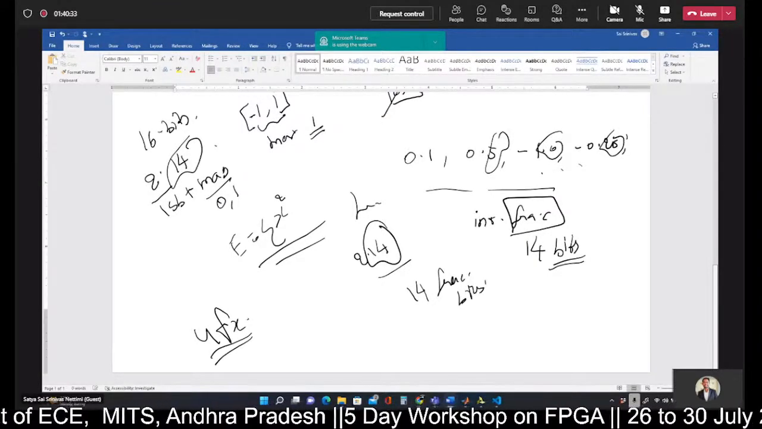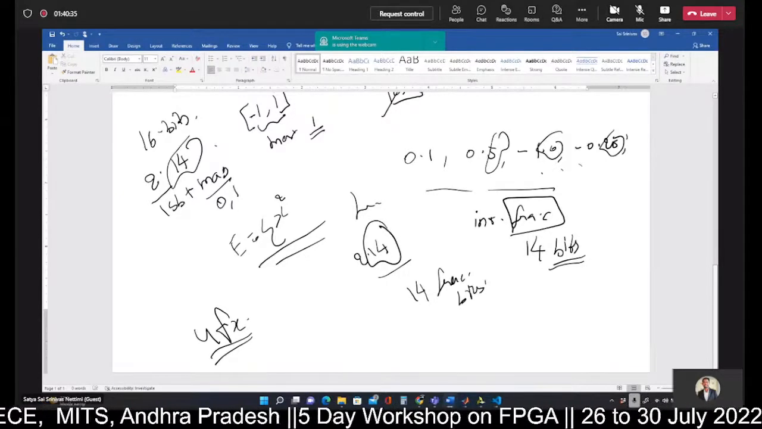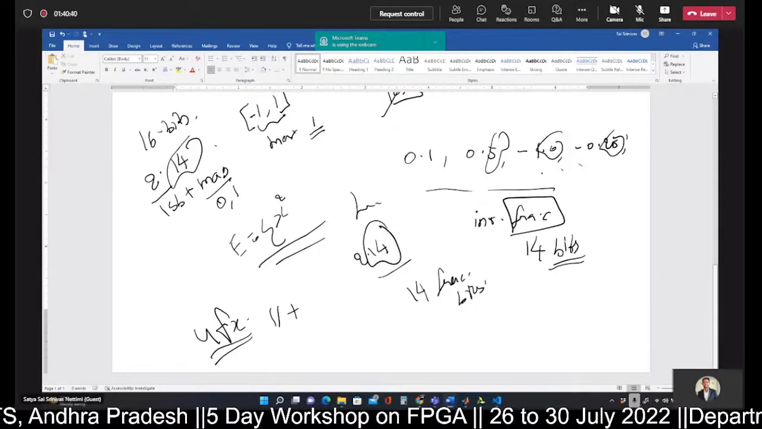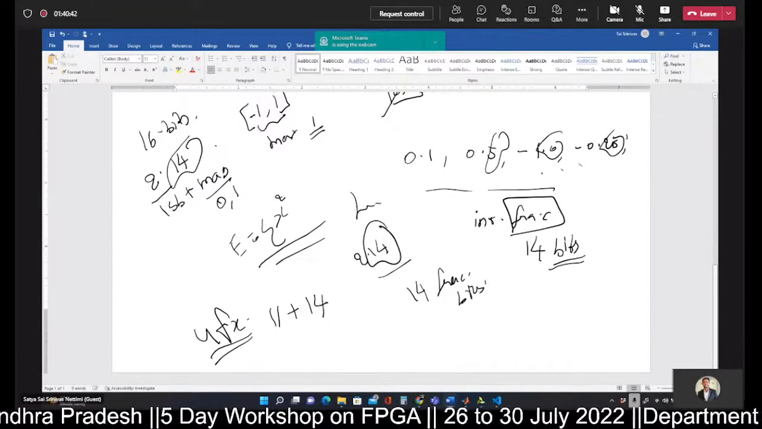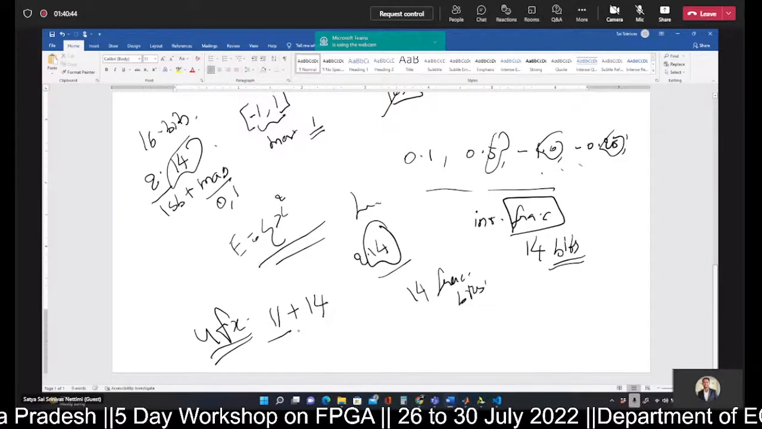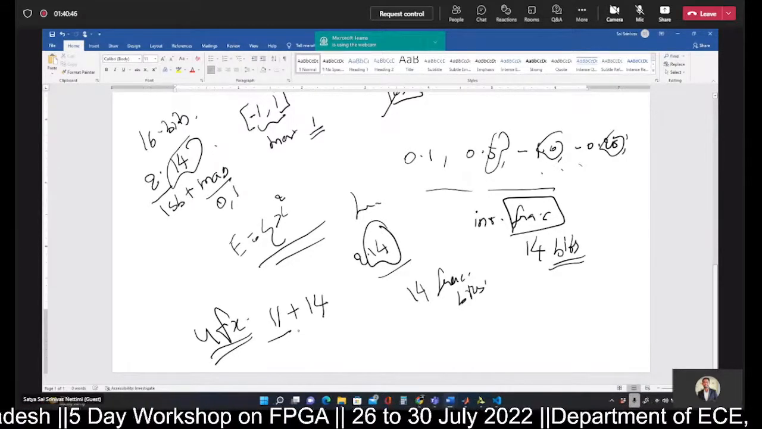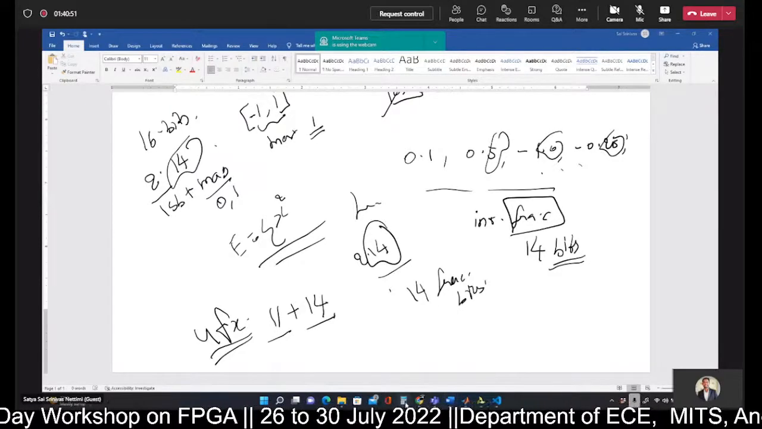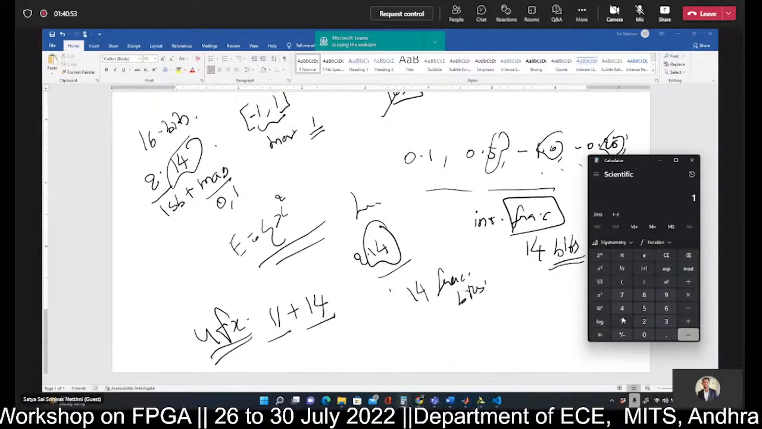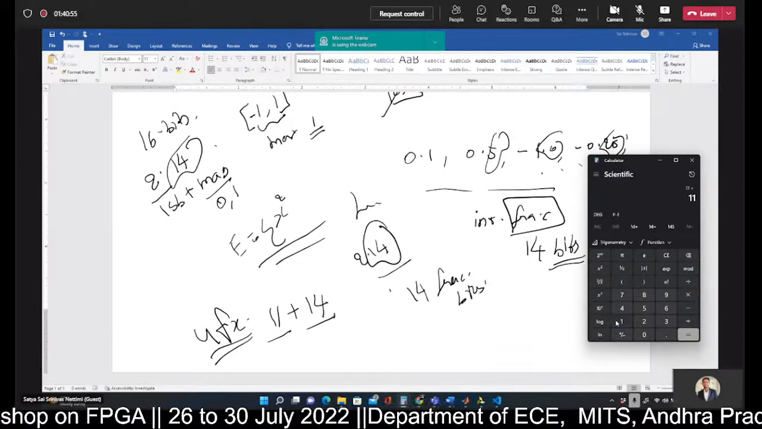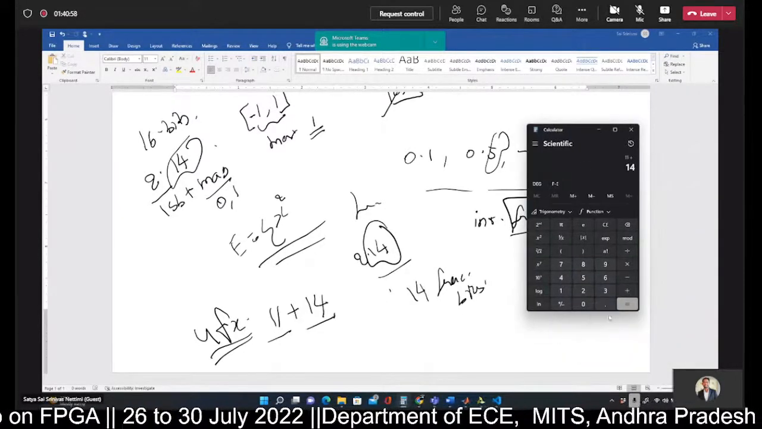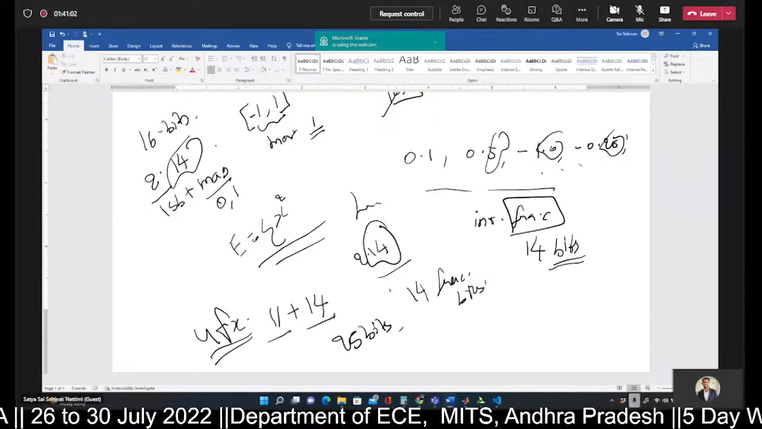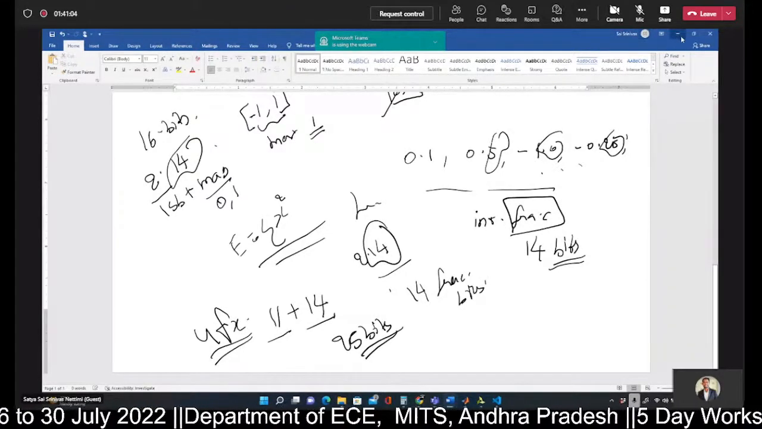Now to represent our final energy value, how many bits do we require? 11 bits in the integer part and 14 bits in the fractional part. How much is it coming to? Total 25 bits, right? So 11 plus 14, total 25 bits are required to represent the energy value.